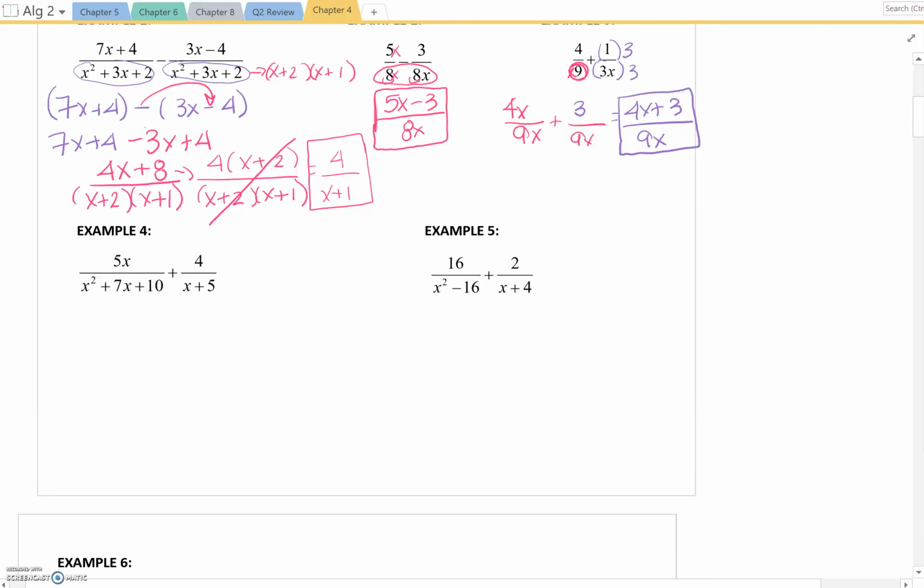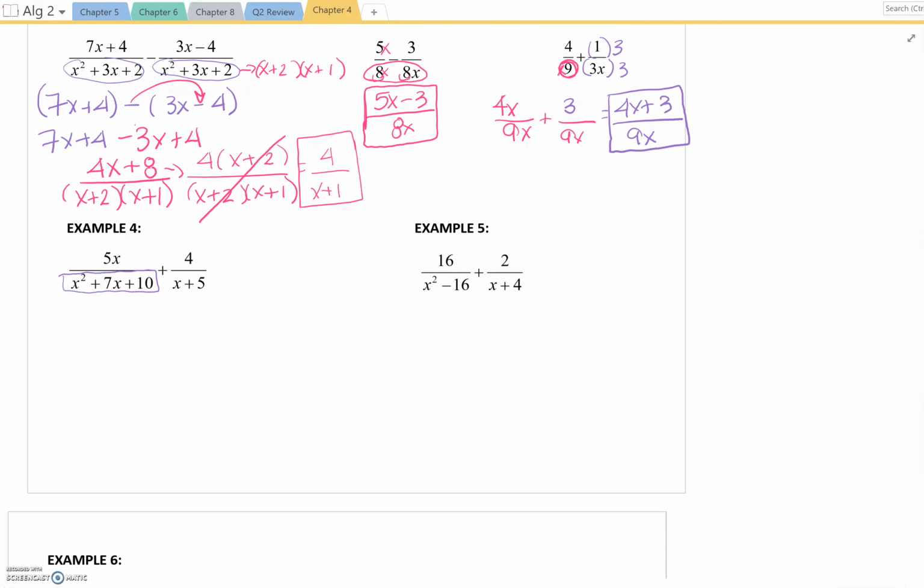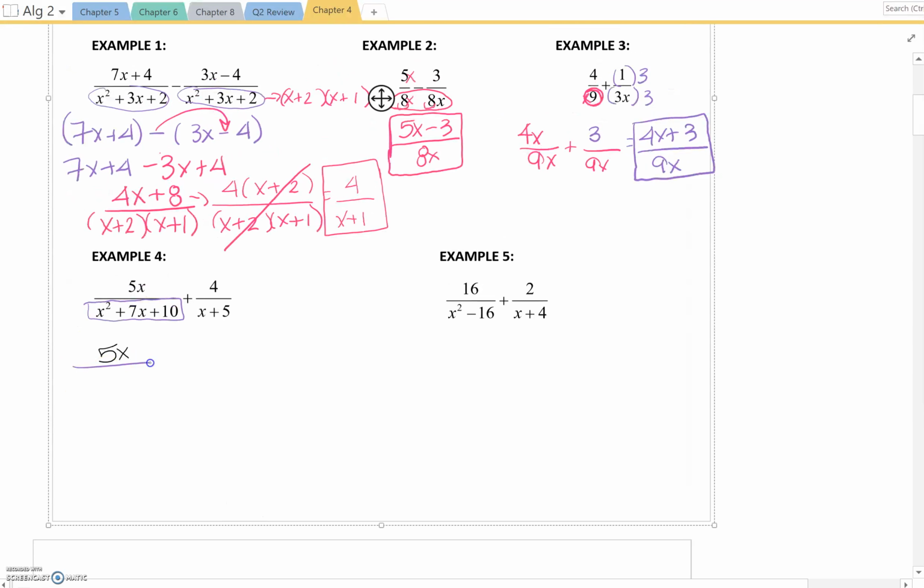Okay, mostly we're going to do the ones where you have to factor. So let's do this. We're going to factor anything we can first. So I'm going to factor this left-hand side denominator. So 5x, I'm going to factor this into x plus 5, x plus 2. I'm sorry, yeah, x plus 2. Plus 4 over x plus 5. I'm just bringing this down.